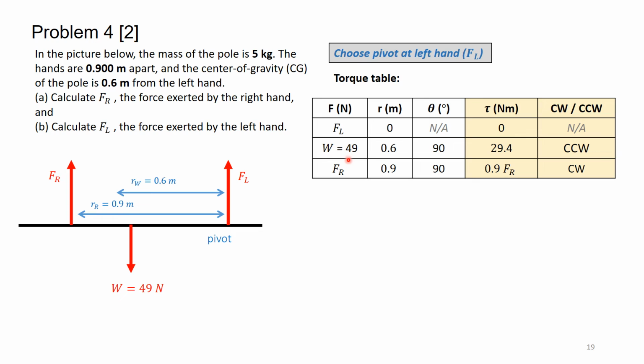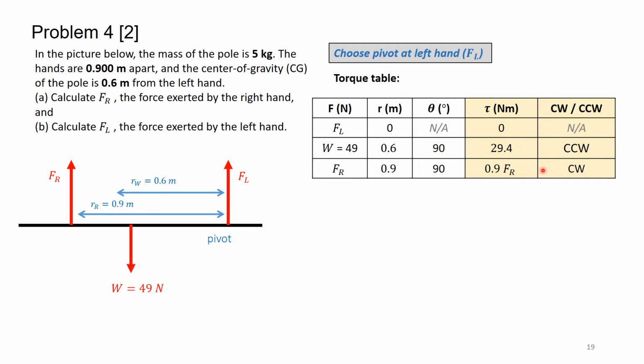List down the three forces and the R values. FL will still have an R value of 0, the weight will have an R value of 0.6, and FR will have an R value of 0.9 like before, and the angle is 90 degrees. You calculate torque by multiplying the force with R and then the sine of the angle. So you will get 29.4 counterclockwise for the weight and 0.9 FR clockwise for the FR force.